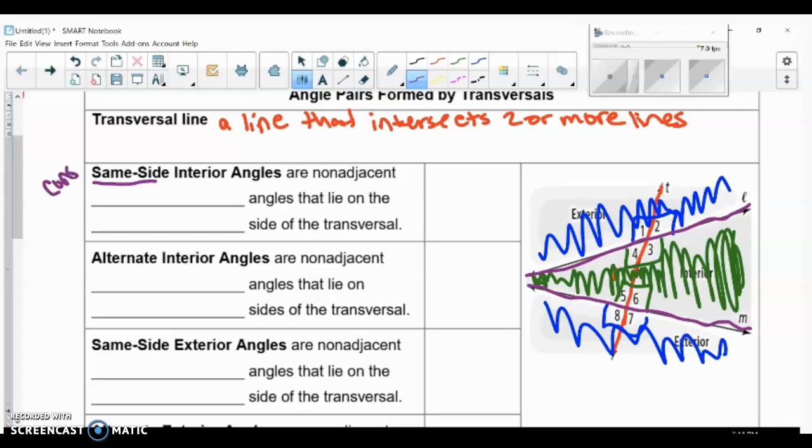So if we look at our angles here, same side, also known as consecutive interior angles. So this would be like angles 4 and 5 and angles 3 and 6. So 3 and 6, 4 and 5 would be our examples. So they're on the interior and they lie on the same side of the transversal.